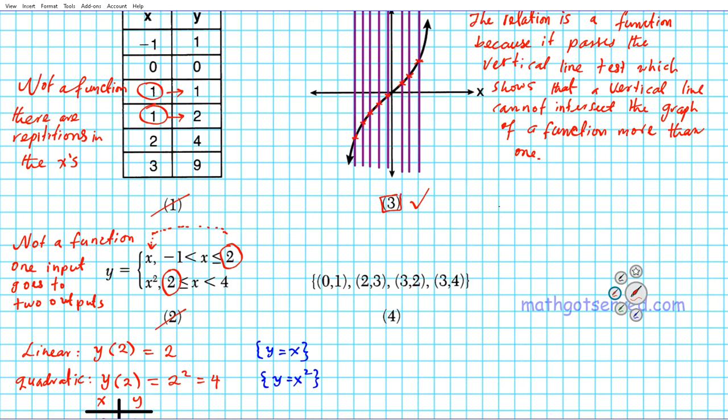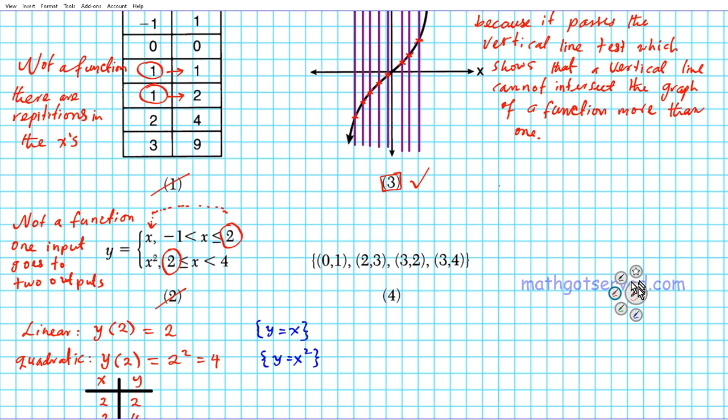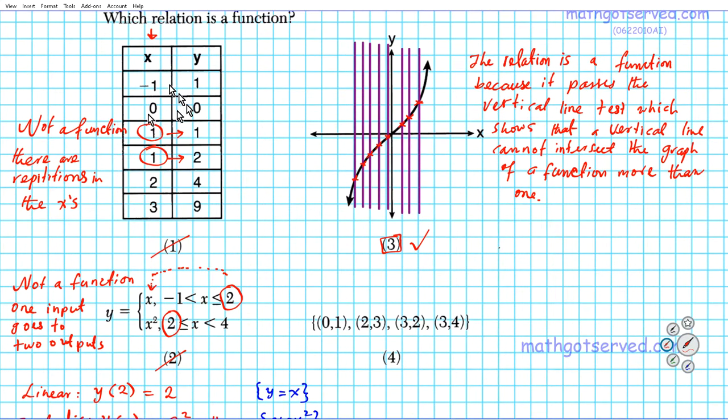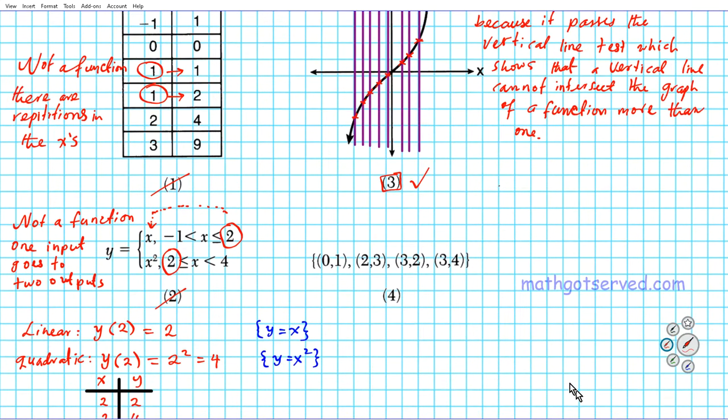All right, so whenever you're given ordered pairs, what you do is follow the same pattern with a table. Okay, table and ordered pairs are exactly the same thing, just written in different formats. Focus your attention on the x's. Are there repetitions in the x's?